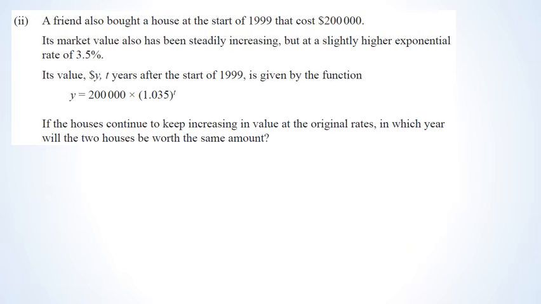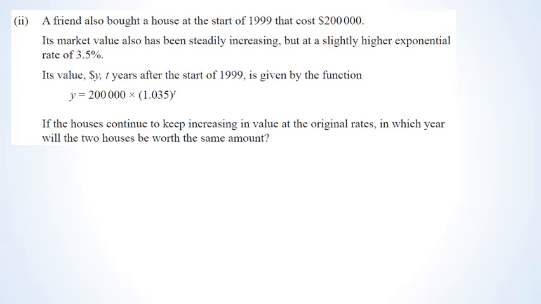So what we have is a friend who also bought a house at the start of 99 that cost 200,000. So they were paying 200,000 times 1.035^t. That's how much it was increasing by. If the houses continue to keep increasing in value at the original rates, in which year will the two houses be worth the same amount?